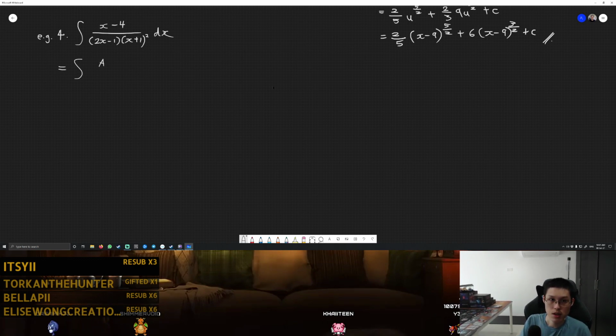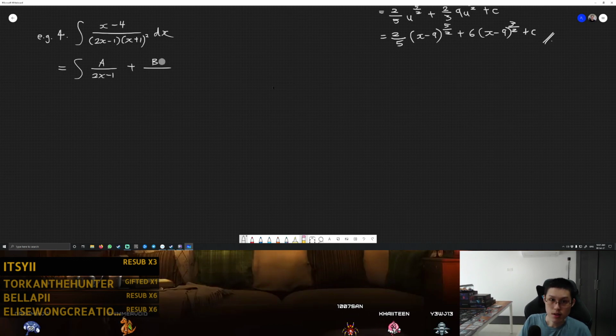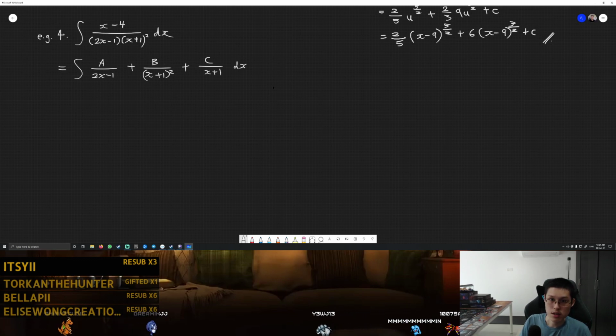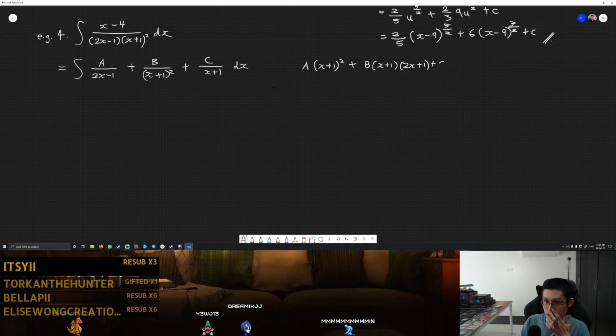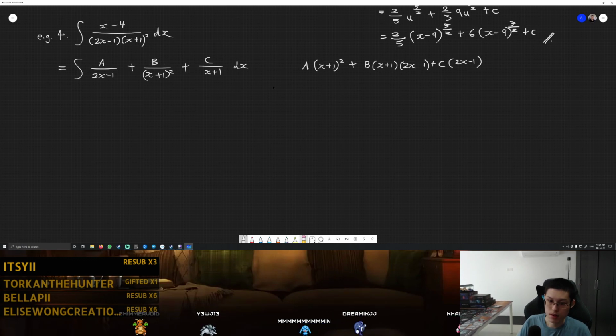This is going to give me A over 2x minus 1 plus B over x plus 1 squared plus C over x plus 1, dx, right? And let's try to work out what A, B, and C are. So we have A times x plus 1 squared plus B times x plus 1 times 2x minus 1, plus C times 2x minus 1 equals x minus 4.